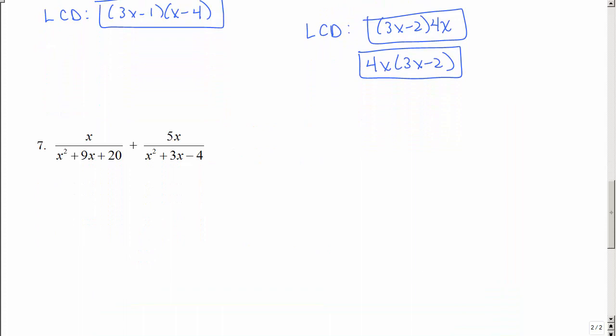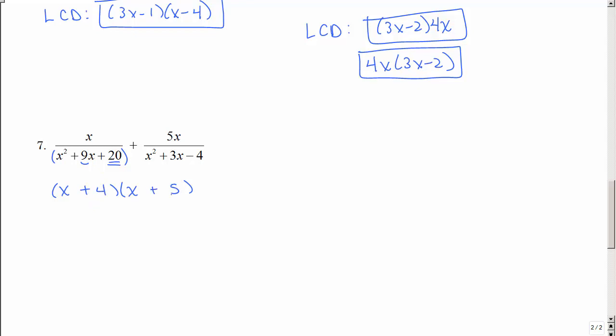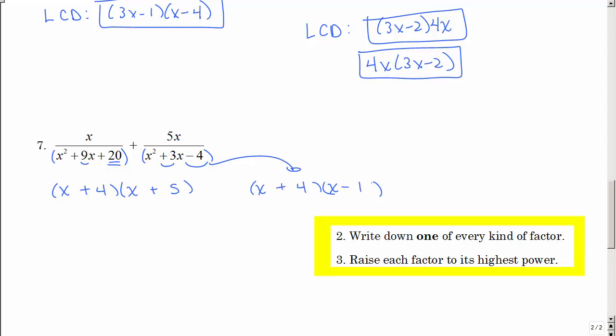So let's do that last one. We have to factor. Can you factor this? I hope so. That's a trinomial. So let's see, our leading coefficient is 1, so we say what multiplies to get 20 adds to get 9. 4 and 5. Okay, what about this one? Come over here. Again, leading coefficient is 1, so I have x times x. What multiplies to get negative 4, but adds to get positive 3. Positive 4 and negative 1.